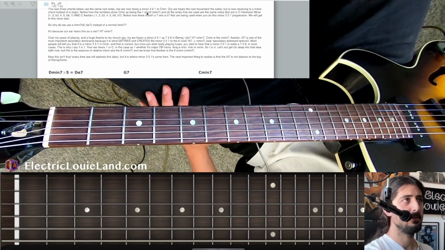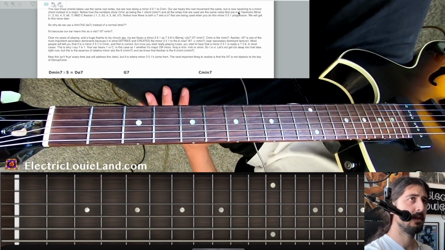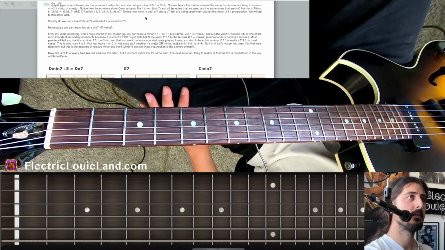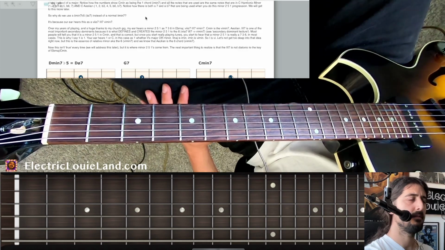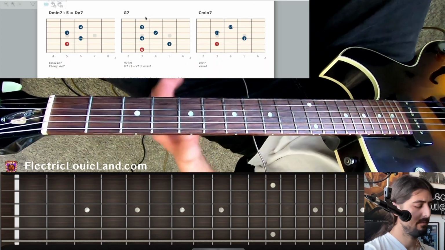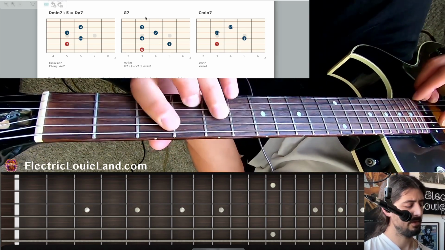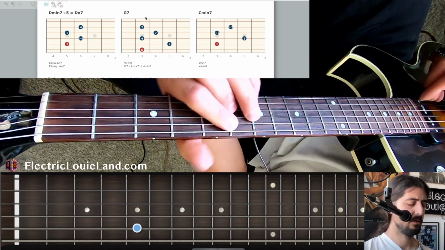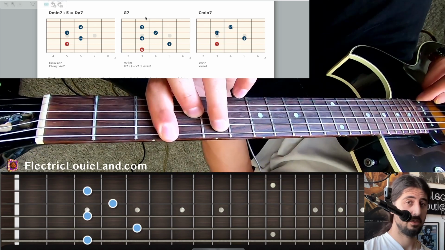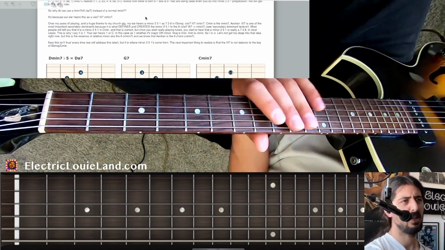Notice how the numbers show C minor as being the 1 chord, and all the notes that are used are the same notes that are in C harmonic minor. We'll get into this, and C aeolian. We won't jump into that too much right now, but let's check out this minor 2 5. So D half diminished, G7, C minor. So the 2 chord is always half diminished, is what they tell you. Then the 5 chord, then minor 1. Okay, cool. So that's minor 2 5.